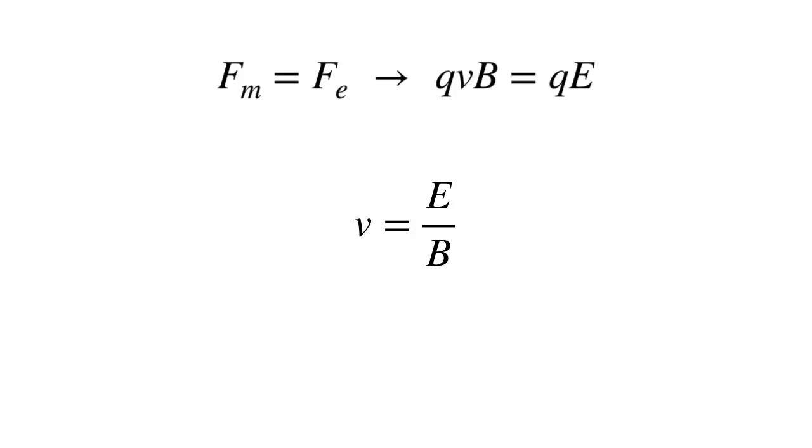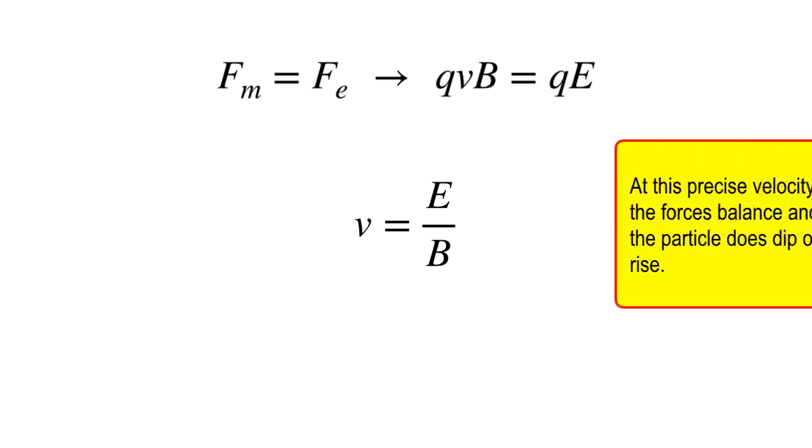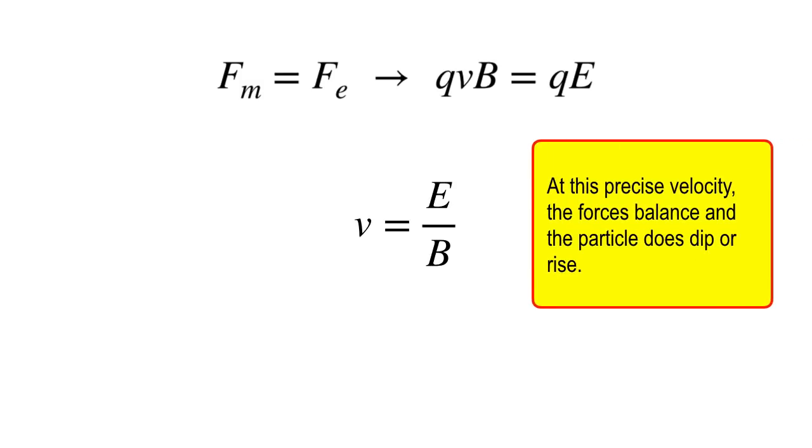And what this tells you is this is the condition for dynamic equilibrium. In other words, all the forces balance, and we're ignoring gravity, because gravity is so much weaker than electrical forces that we're not even going to bother with it. So this is a condition of dynamical equilibrium, magnetic upward force balanced by the downward electric force of the parallel plates. And at this precise velocity, the forces balance, and the particle just goes straight down the pipe.